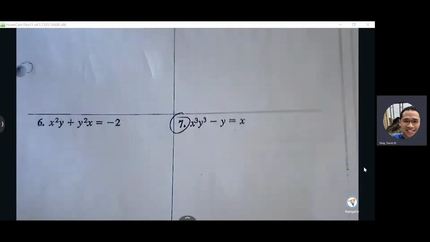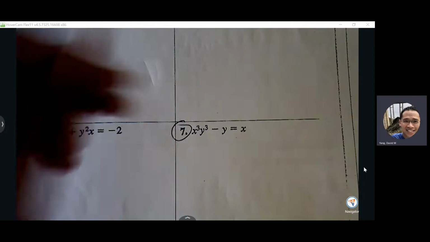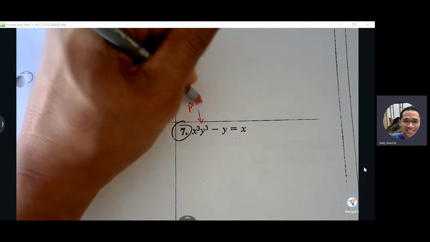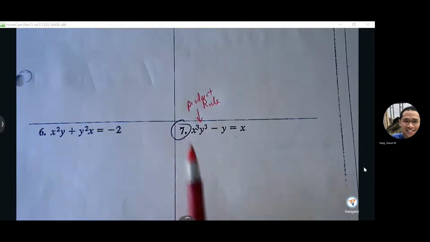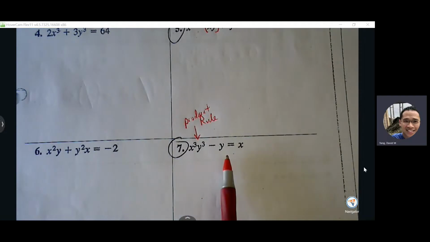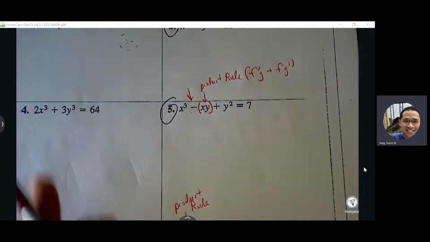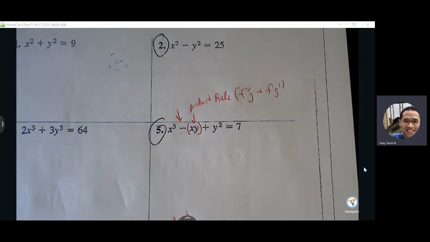Okay, and then number 7. What's going on here? Implicit and product rule. But this one is a little bit cleaner. Okay, but there's something about that y I do want to point out, but we'll get to that. But go ahead and try number 2 and 5 first. Okay. I'll come back and I'll step through each problem with you. Okay.